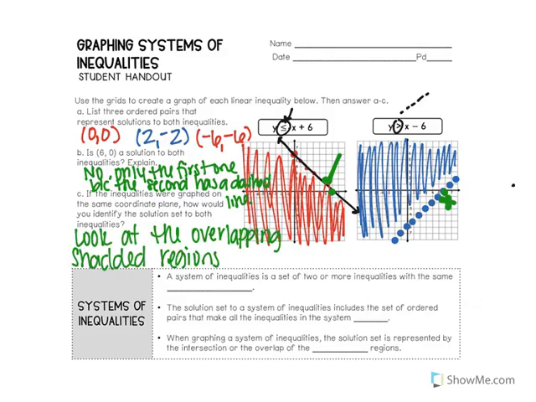All right, let's continue. So, systems of inequalities. A system of inequalities is a set of 2 or more inequalities with the same variables. The solution set to a system of inequalities includes the set of ordered pairs that make all the inequalities in the system true. When graphing a system of inequalities, the solution set is represented by the intersection, the overlap, of the shaded regions. So we're looking where they both overlap.